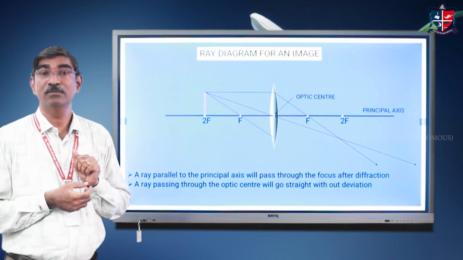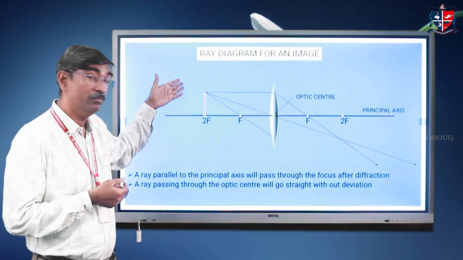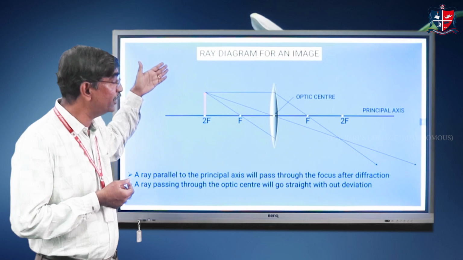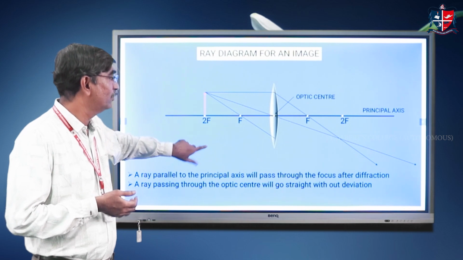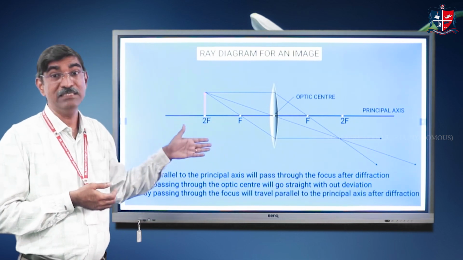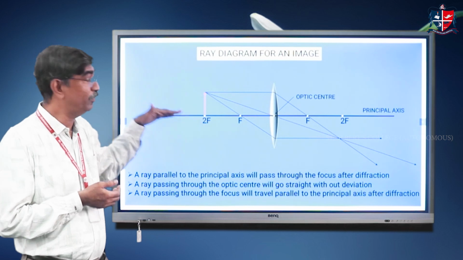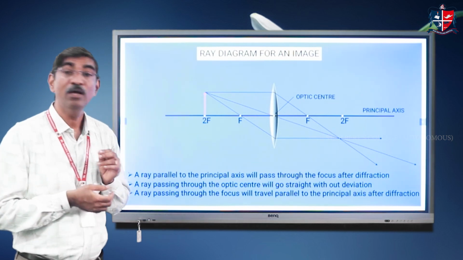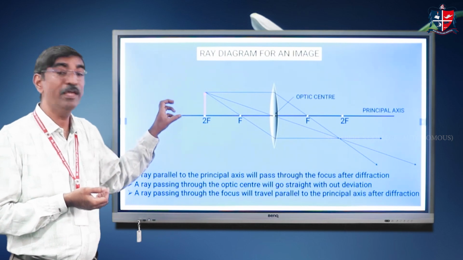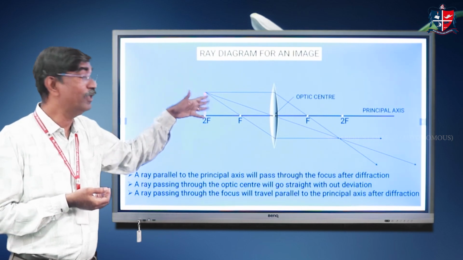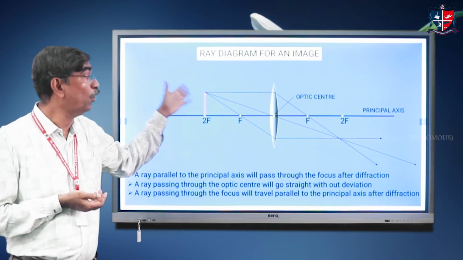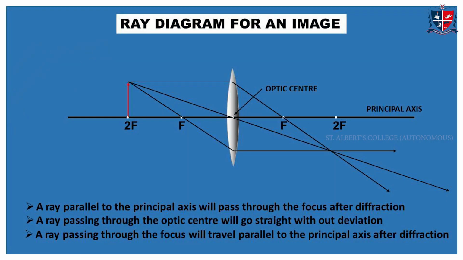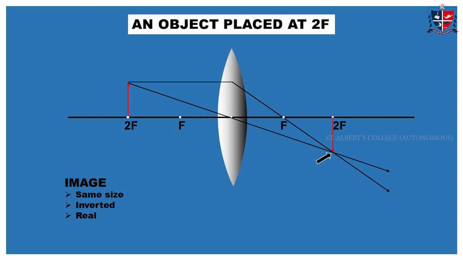Then the third case, the ray that is passing through the focal point on the same side. So, after passing through the lens, it travels straight. That means it is traveling parallel to the principal axis. So, these are the three representative rays that we are considering for image formation. We need two of these rays for construction of the image. Okay, see here we are placing an object at 2f.